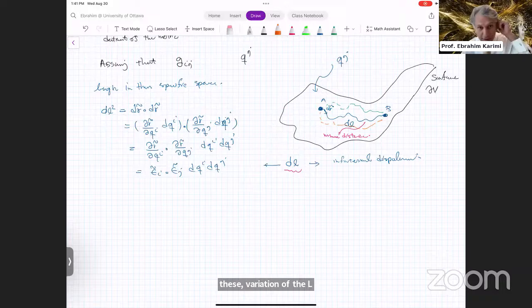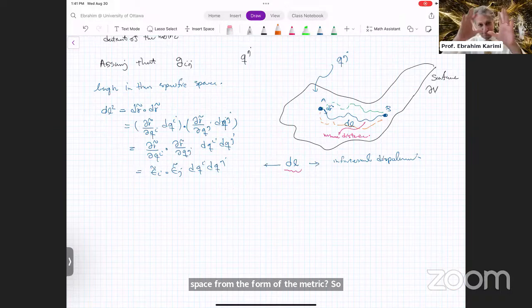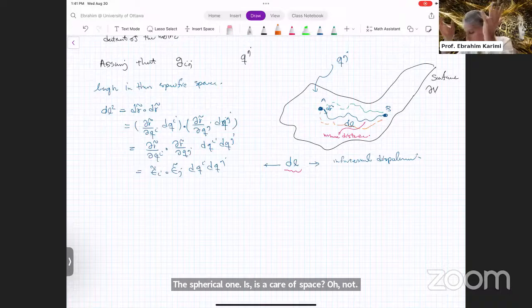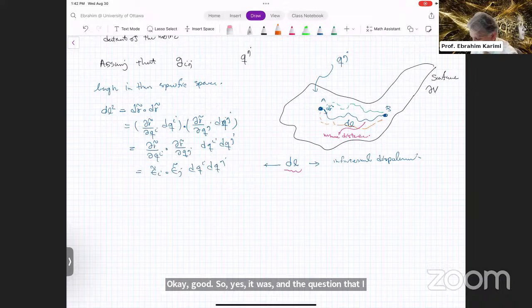So there are some questions. How do we identify curved space from the form of the metric? So, for example, I say the sphere, right? The spherical one. Is it curved space or not? Yes, okay, fantastic. So that is one of the possibilities. And then I can get the metric from this. Okay, good. So one of the attendees answered the question, and the answer was yes, of course.